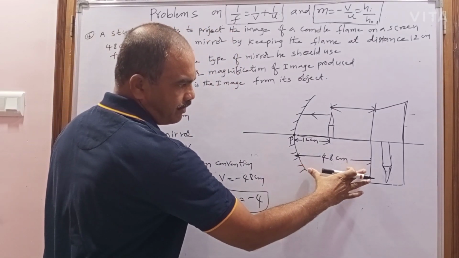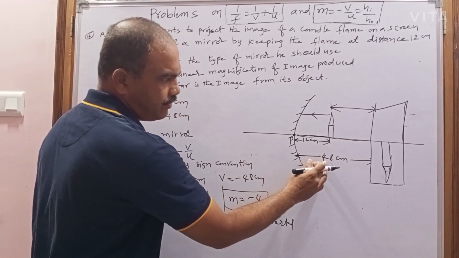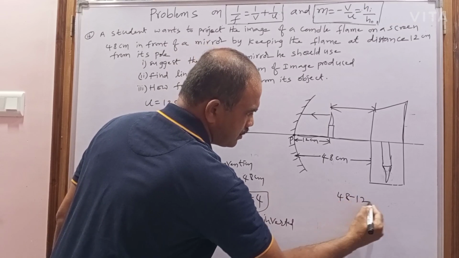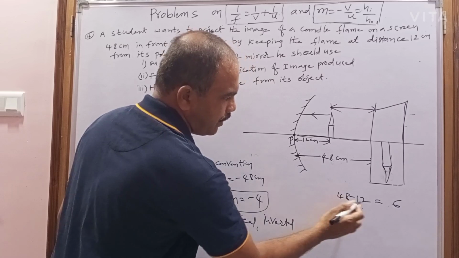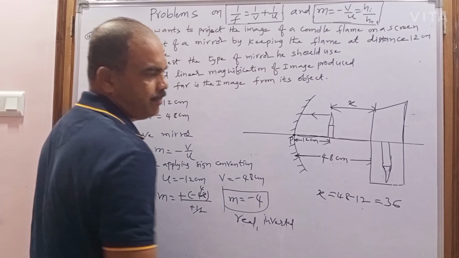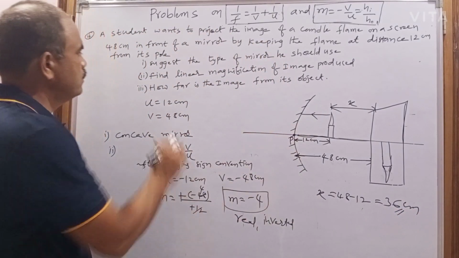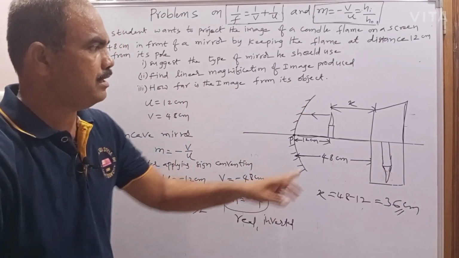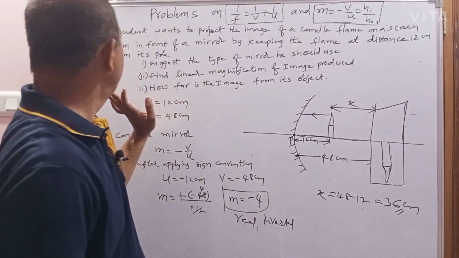So this is totally 48 and this is 12. So from 48, when we subtract 12, how much do you get? 48 minus 12. 8 minus 2, 6. 4 minus 1, 3. And how far will it be? Let us imagine x. It will be at 36 centimeter from the object. So how far is the image from its object? 36 centimeter. So this is about the fourth problem.